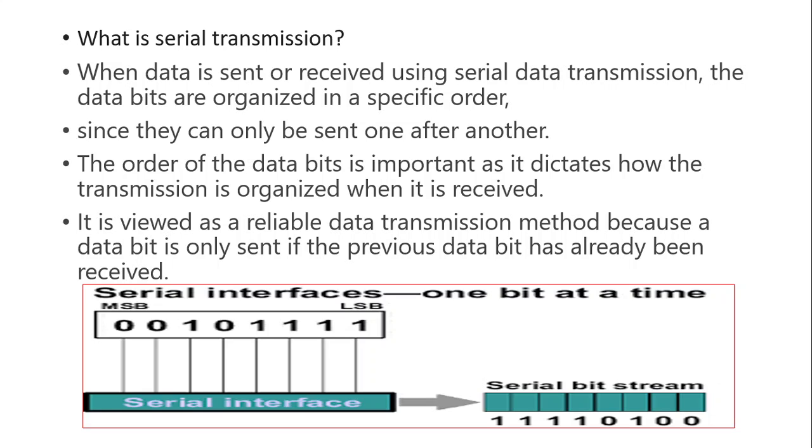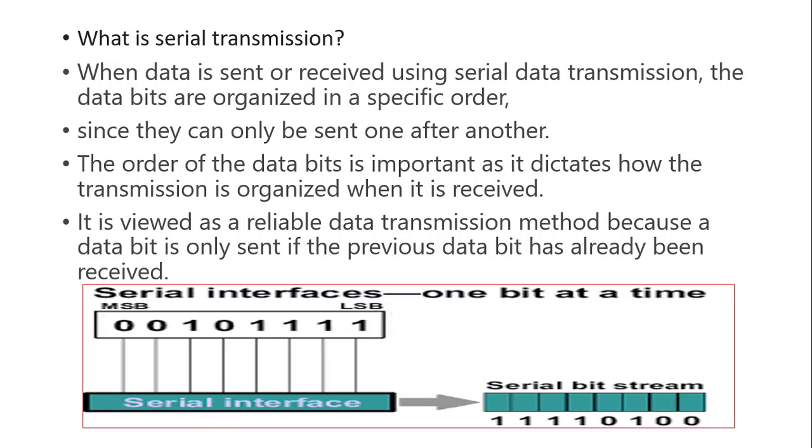So in serial transmission, the data bits are sent one after another. The order of the data is very important and should be maintained. In this example, the data bits are sent in the form of 0 0 1 0 1 1 1 1. The same should be the order at the receiving end. If it is scrambled, then the data will be lost and there will be retransmission of the data. That is why it is very important to understand the order of the data bits in serial transmission.